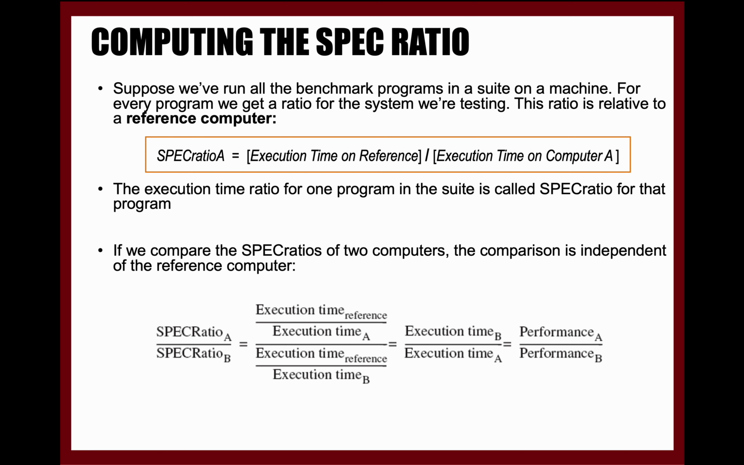SPEC ratio A equals execution time on reference divided by execution time on computer A. The resulting value, termed as SPEC ratio for the program, gives us a comparative measure of computer A's performance against the reference. A SPEC ratio greater than 1 indicates that computer A is faster than the reference, while a SPEC ratio lesser than 1 means it's slower.